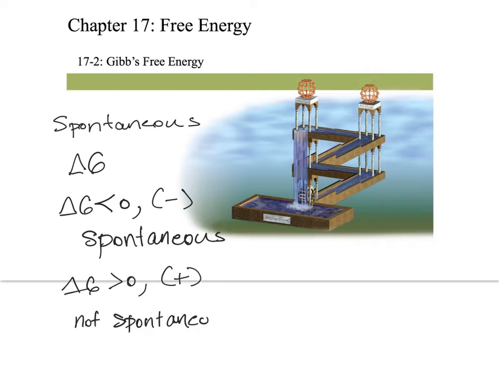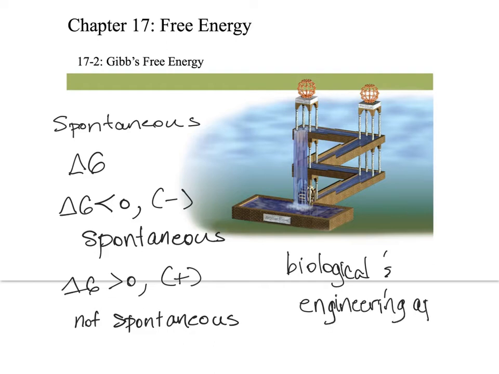This is the term that we'll use to compare energies for biological systems, as well as engineering applications. Gibbs free energy is composed of a term for enthalpy and entropy. Let us remind ourselves. Enthalpy is delta H, and entropy is delta S.